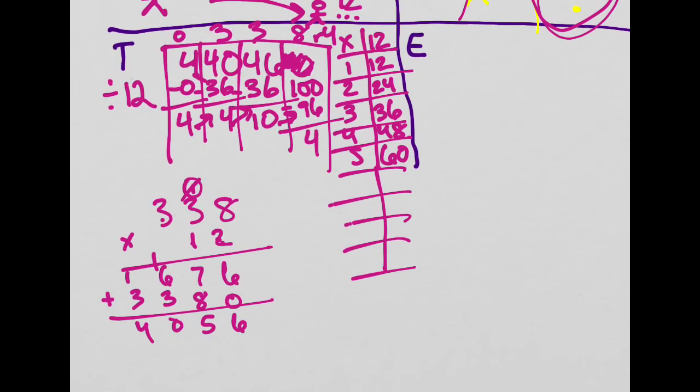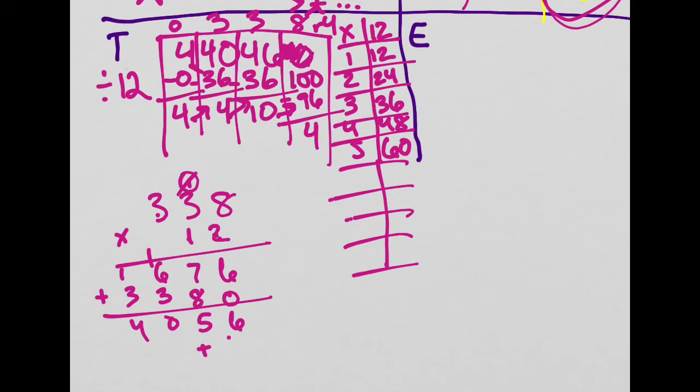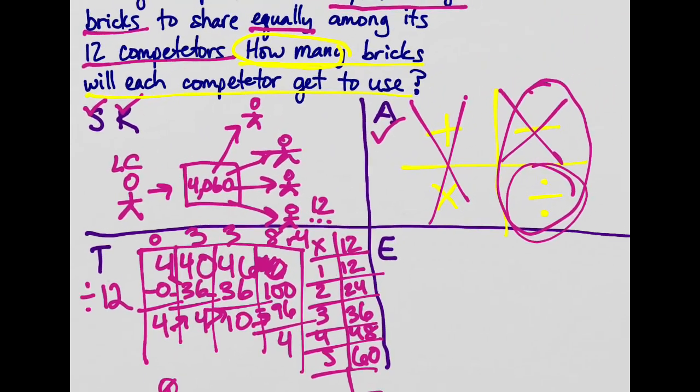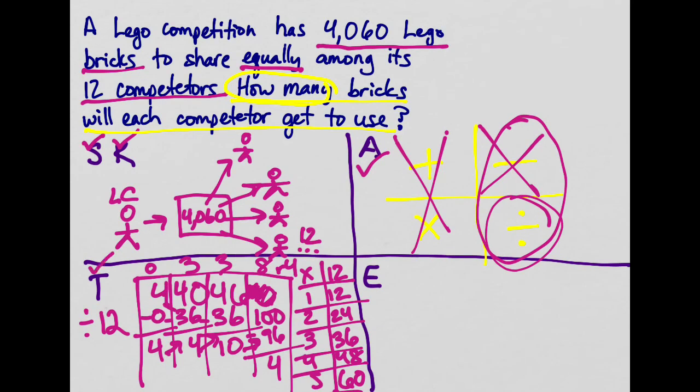And then I need to add in that remainder of 4, which gives me, yes, 4,060. And that was what I started with. I can be confident my answer is correct. Which leads me to the explain step.